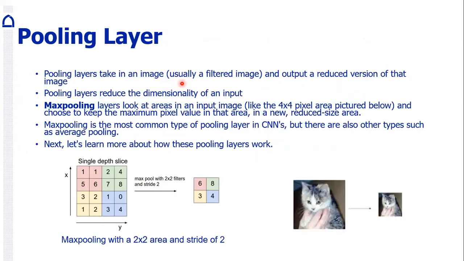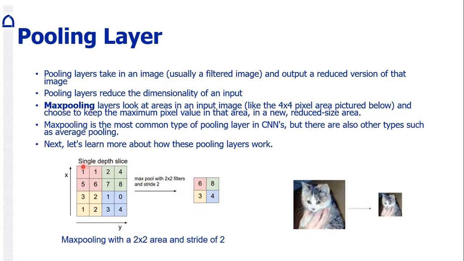Another type of layer. The first layer was the convolution layer. This is the second type of layer, we call it the pooling layer. Actually, the pooling layer is simple. We can see an example directly. Here we have the input image, and this is the output image. The most common pooling is max pooling.